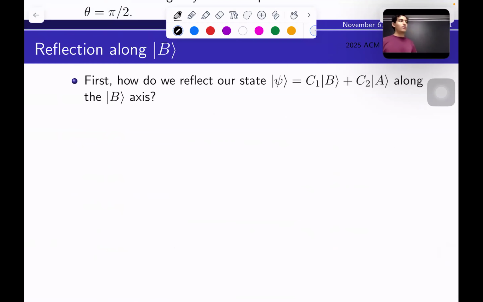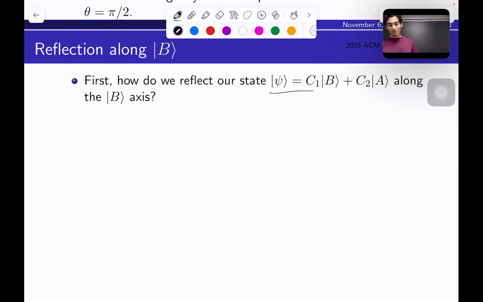The first goal after you apply those Hadamard gates is to reflect around B. That's the first thing we said we should do. So you have some state weighted by B and A basis vectors, and we want to reflect around the B axis. So now our question is, how would we do that?